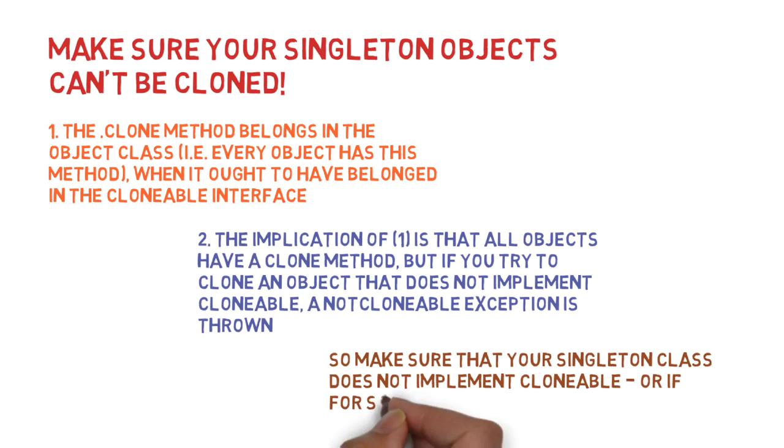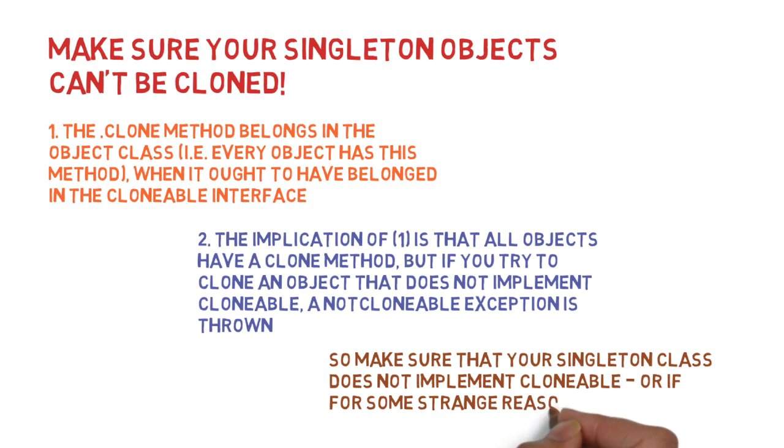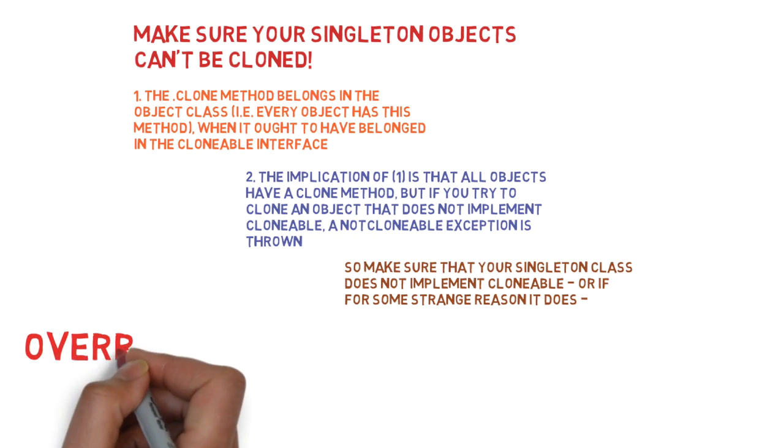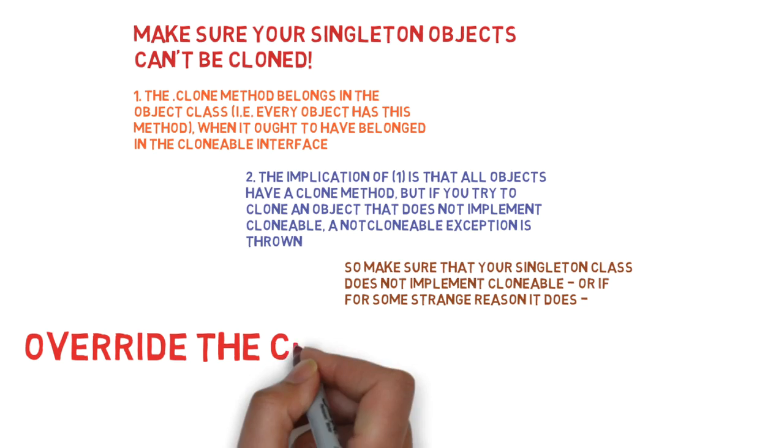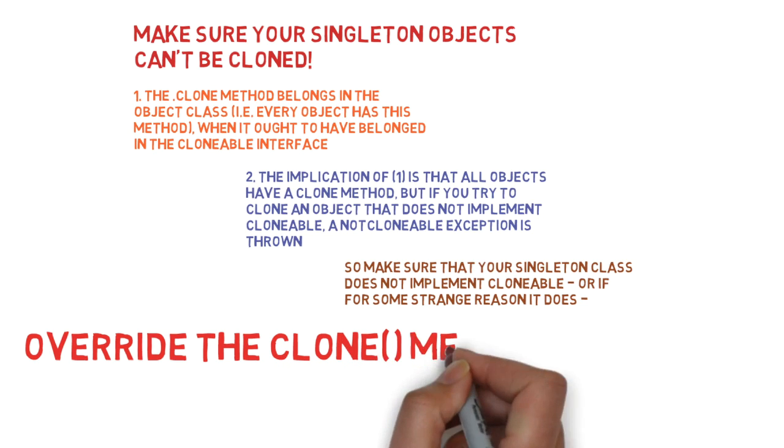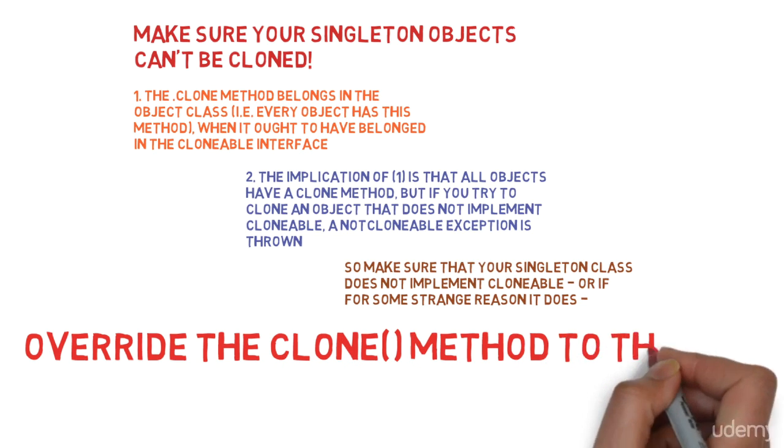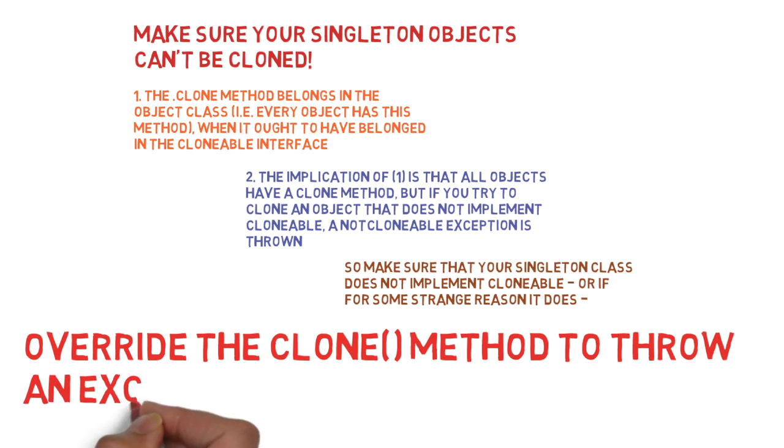You don't want there to be other objects of the same type. For some strange reason, if your singleton class does implement clonable, override the clone method to throw an exception. You want to clearly indicate that cloning a singleton is just not allowed. Override the clone method to throw an exception.